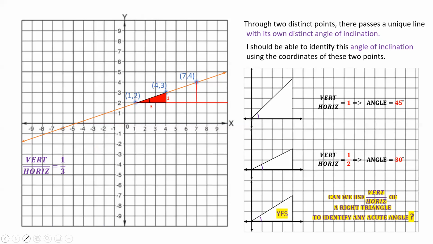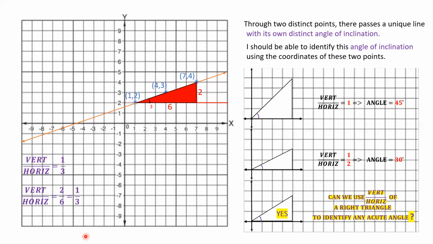We could build it up to a right triangle using the original point 1, 2, and this one. And here's our right triangle, and this one is the angle of inclination. Again, we can see that the vertical side of this triangle is equal to 2, which is again the difference of the y coordinates of my points. The horizontal side is actually equal to 6, and it's the difference of the x coordinates of the points.